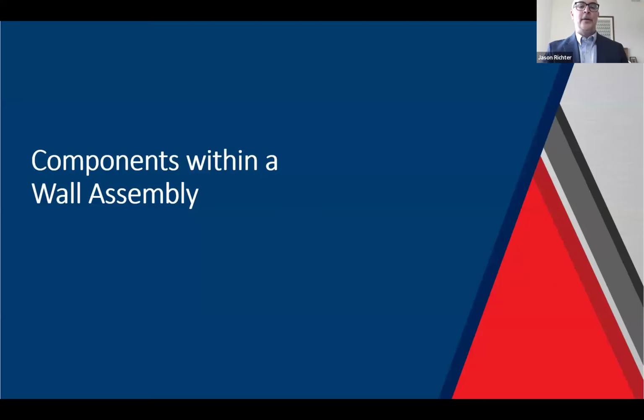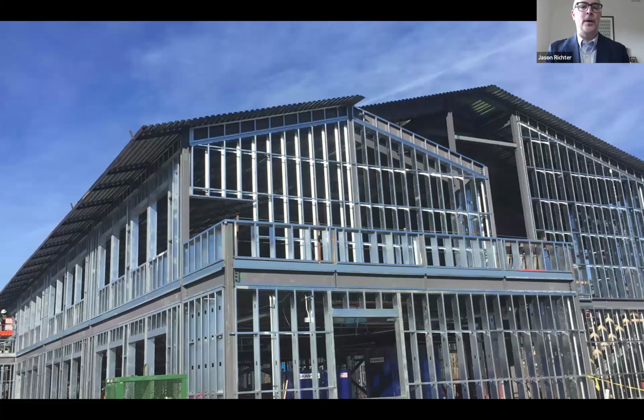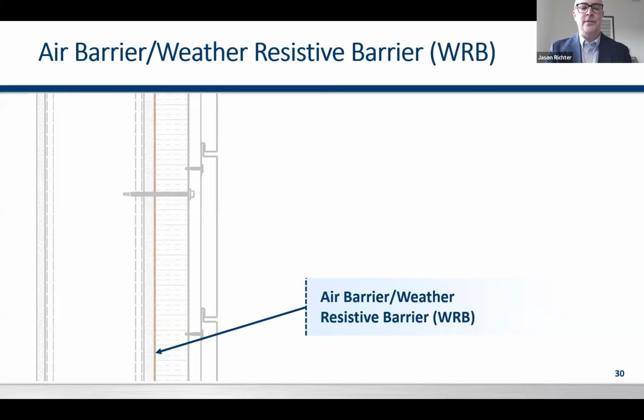So the components within a wall assembly, we touched on this early on, but again, building structure, brick, block, if it's masonry, wood, or metal framing is more often than not what we're dealing with. It may incorporate a facing of the building structure, such as plywood or exterior gypsum as well. Here you have a metal framed building, metal structural steel, metal stud framing, very standard application for your rain screens to be attached to. After your structure and sheathing, you'll have your air barrier or your weather resistance barrier.